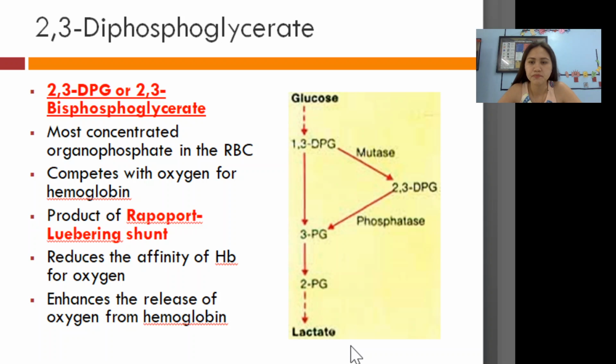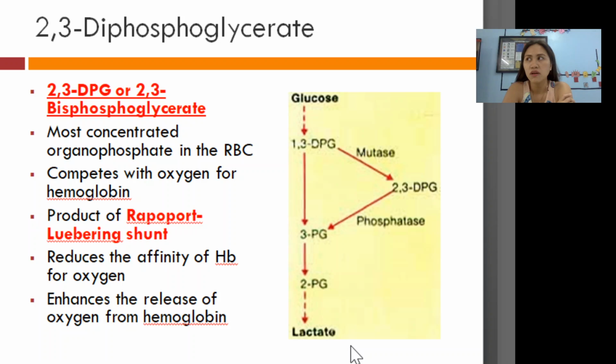So lastly, 2,3-DPG, which can also be called 2,3-BPG. It is the most concentrated organophosphate in the RBC. In terms of pathway, it is a product of the Rapoport-Luebering shunt. It competes with oxygen for hemoglobin. So here is the good part about 2,3-DPG.